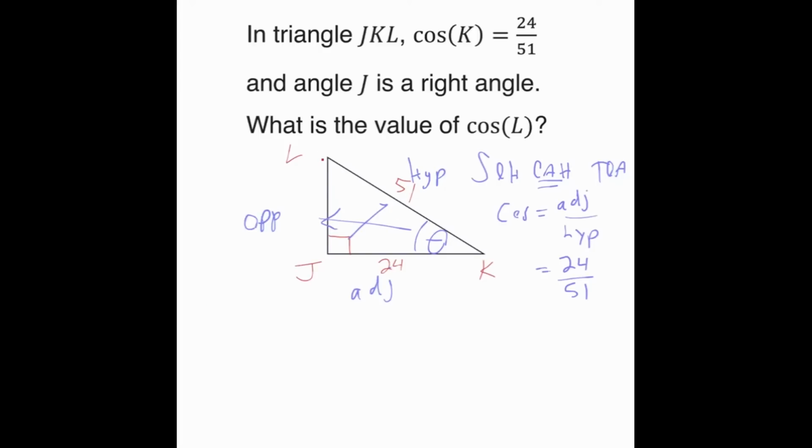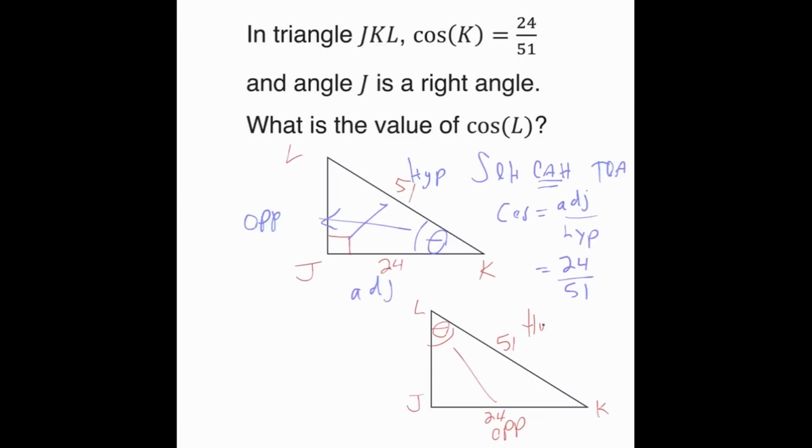Now, if we need the cosine of L, that's going to be the adjacent over hypotenuse from that perspective. So let's just redraw our triangle. We still have the 24 here and the 51 here. But this is our theta now, which makes this the opposite.